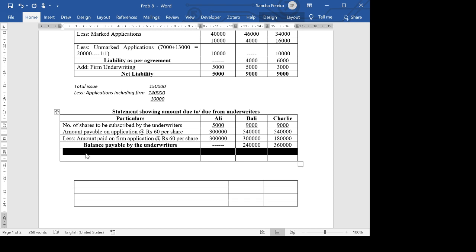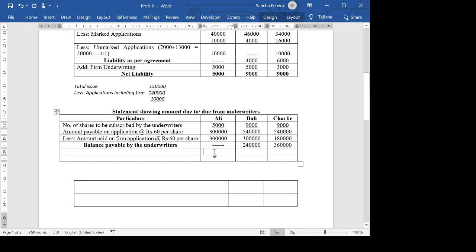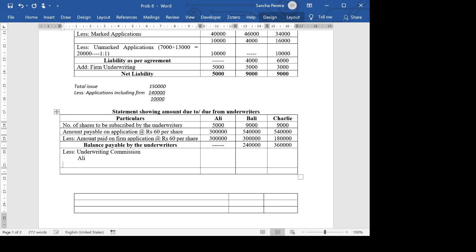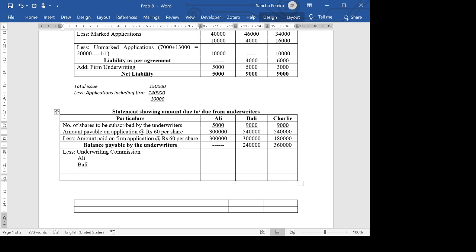The next thing that we have is, now we check how much commission has to be paid to the underwriter. So what the company has to pay the underwriter. So I say less underwriting commission. Here it is Ali and Charlie. So each one's commission.